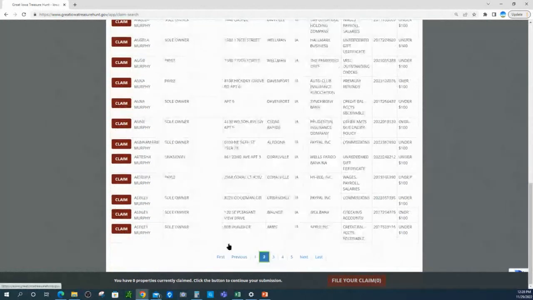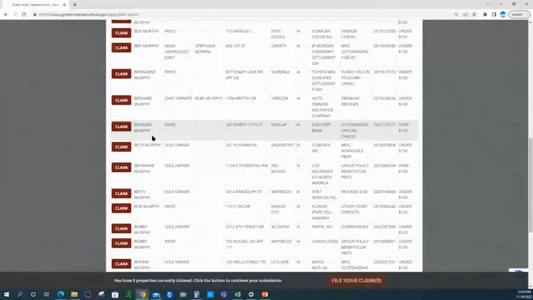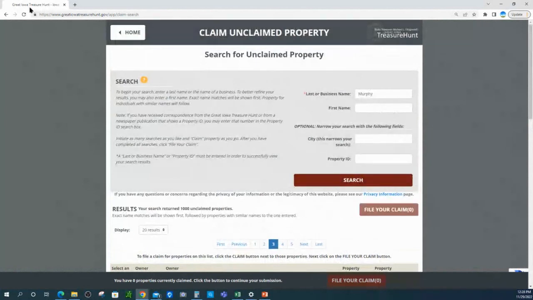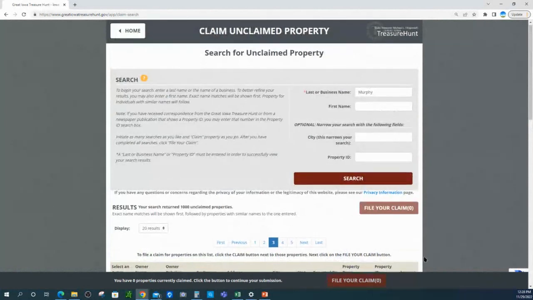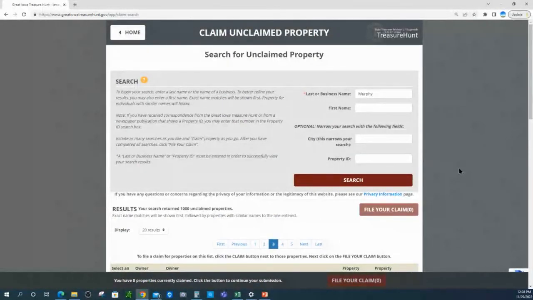Let's find a good one. There's got to be somebody that's due over $100. Oh, here's over $100. So Bernard Murphy in Dunlap, Iowa, is due over $100 from Discover Bank. They've got some money for him. He could go and claim it. It's called the Great Iowa Treasure Hunt, but this is where it's reported by employers if they have paychecks that have not been cashed. So you could go on there and search and see if anybody owes you any money, right?